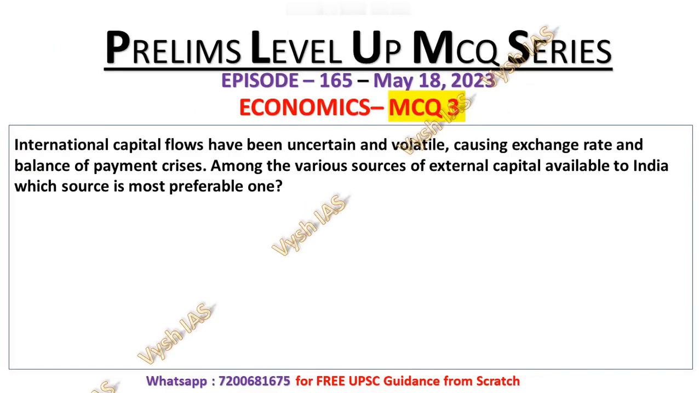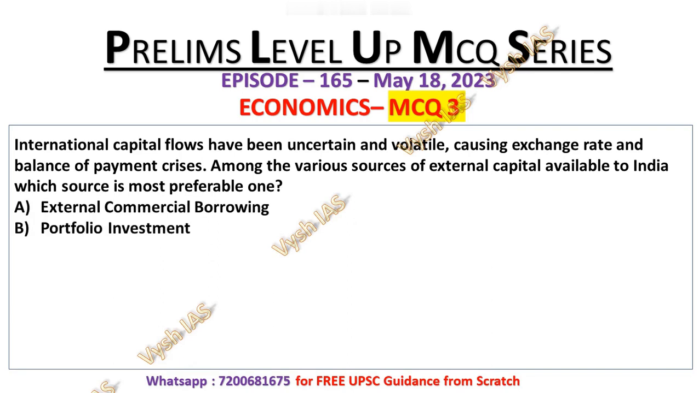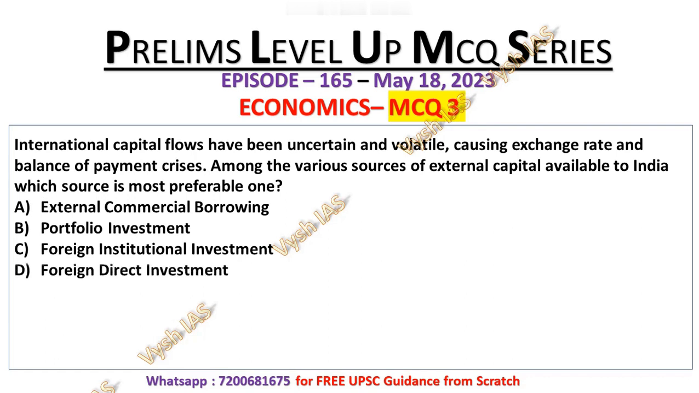MCQ number 3. International capital flows have been uncertain and volatile, causing exchange rate and balance of payment crises. Among the various sources of external capital available to India, which source is the most preferable one? You have to identify the most preferable option. A. External commercial borrowing. B. Portfolio investment. C. Foreign institutional investment. And last is foreign direct investment.